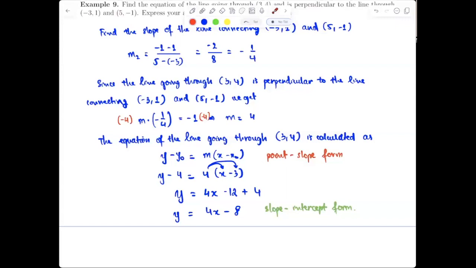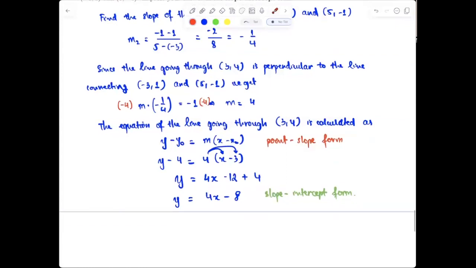With the slope and with the point 3, 4, you substitute into the point-slope form to find the equation of the line. So that is, the point-slope form is y minus y0 equal to m times x minus x0, given that x0 is equal to 3, y0 is equal to 4, and the slope is also equal to 4.